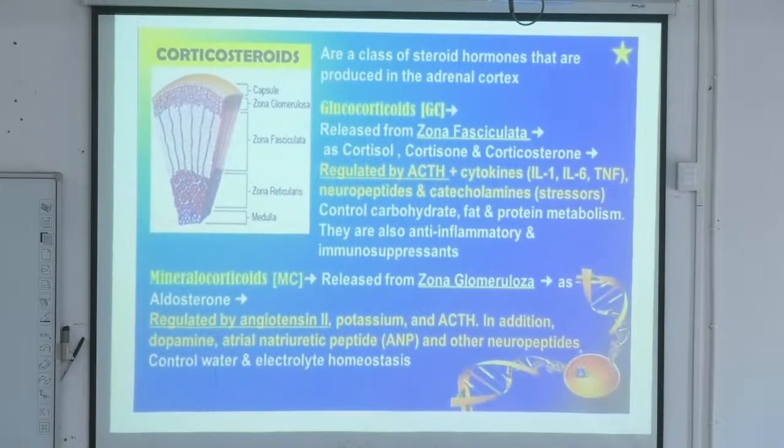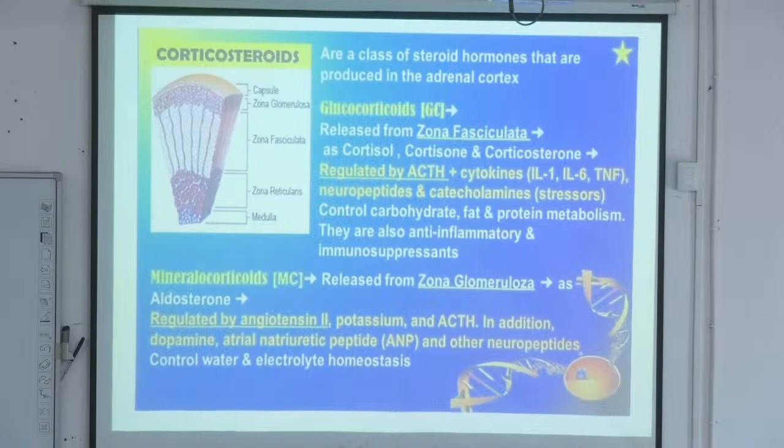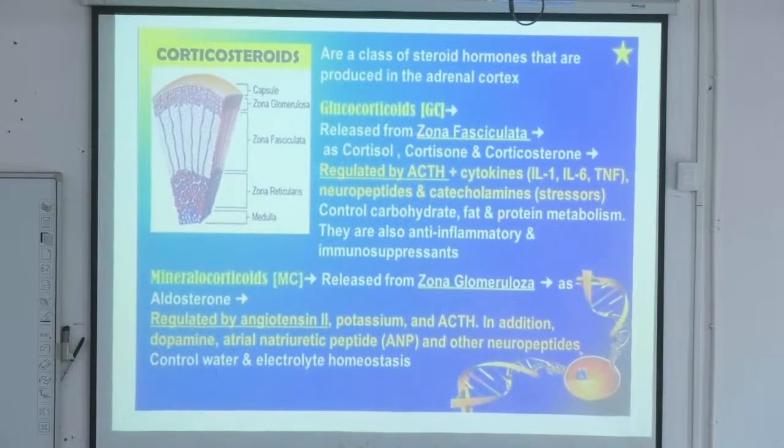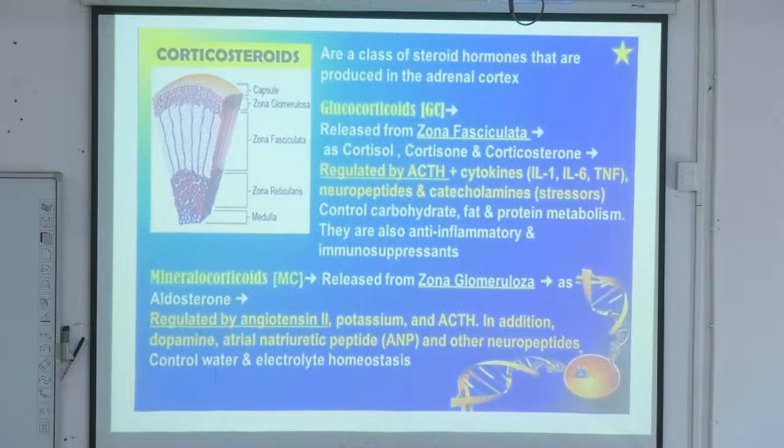But apart from ACTH, various stress factors also matter. When you are ill, having a severe viral infection, suffering from COVID, various chemokines and cytokines are released in your body. They also increase secretion of glucocorticoid. In response to stress, glucocorticoid increases. Stress increases catecholamines, and catecholamines increase glucocorticoids, like that.